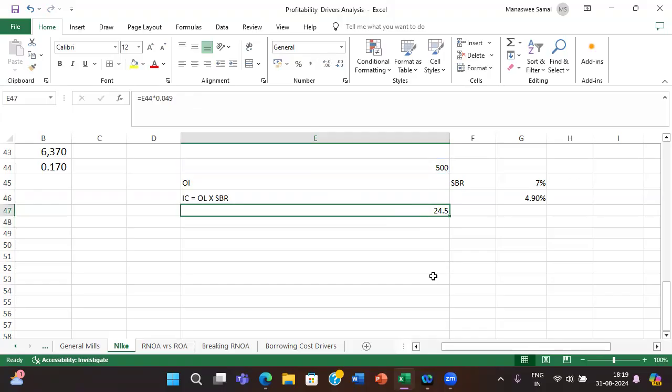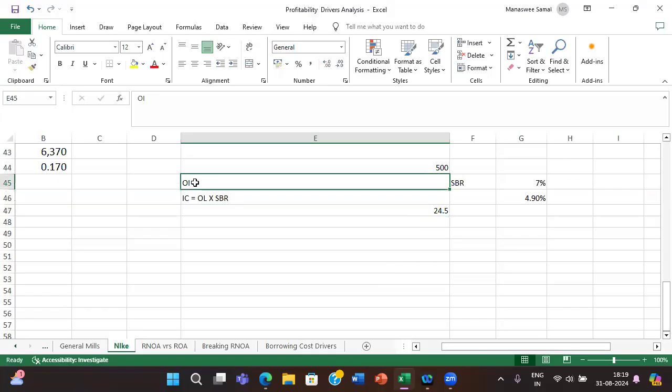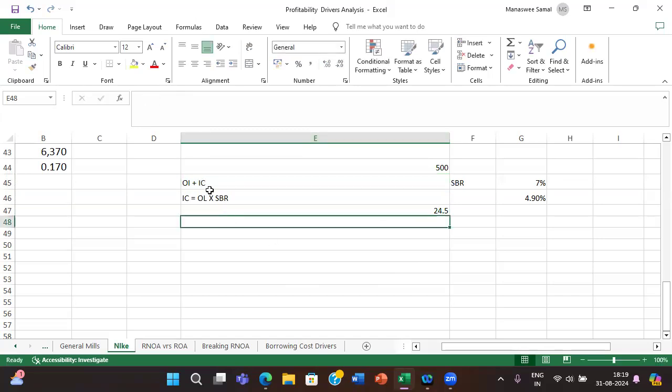So I know now, had I not taken this operating liability, had I gone for a short-term explicit borrowing from a lender, then my operating income would have been higher by 24.5 crores. Therefore, the corrected operating income, hypothetically assuming I'm not using operating liability in my balance sheet, would be equal to operating income plus the implicit cost, right? Therefore, this is the modified operating income if your balance sheet doesn't have operating liability.